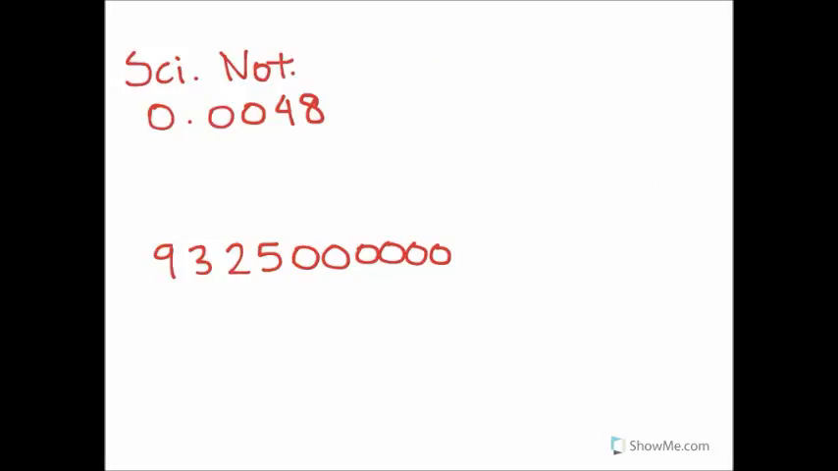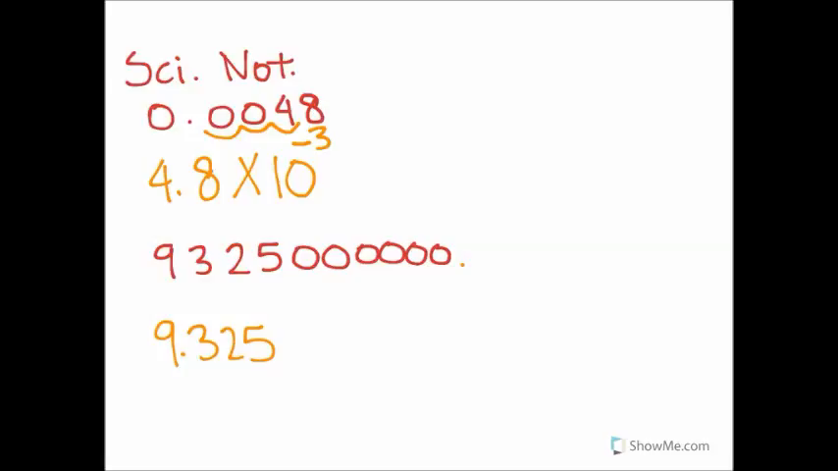Let's convert these to scientific notation. We can begin by writing out the digits that we want, and then we count 1, 2, 3. We have to move our decimal point 3 times, so that means we're multiplying by 10 to the third. And it's negative because we're moving our decimal point to the right. Here we want 9.325. We're moving our decimal point from here over 1, 2, 3, 4, 5, 6, 7, 8, 9 times, so times 10 to the ninth.